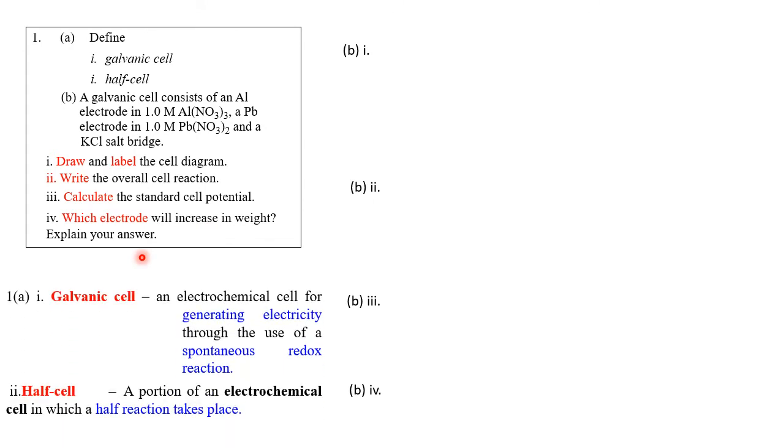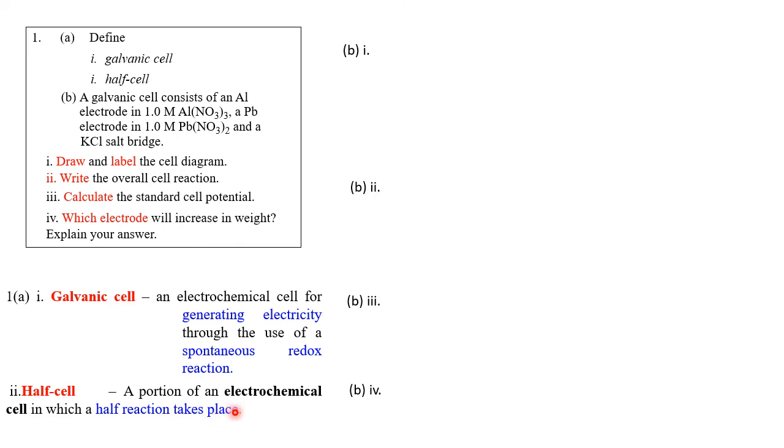First of all, galvanic cell means an electrochemical cell for generating electricity through the use of a spontaneous redox reaction. You have to know that there are two electrochemical cells. One is the galvanic cell, and another one is the electrolytic cell. So you must know the difference between these two different cells. And then a half cell is a portion of an electrochemical cell in which a half reaction takes place.